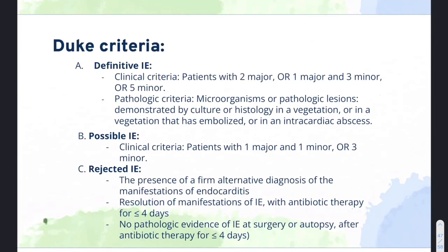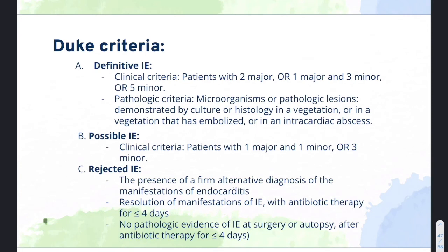Then for the Duke criteria, we add up the points, and it will be definite infective endocarditis, possible, or rejected infective endocarditis. For definite infective endocarditis, there are clinical criteria and pathological criteria. For clinical criteria, if the patient has two major criteria, or one major and three minor, or five minor. For the pathological criteria, if a microorganism or pathological lesion was demonstrated by culture and histology of a vegetation. So it's definite if they culture a vegetation.